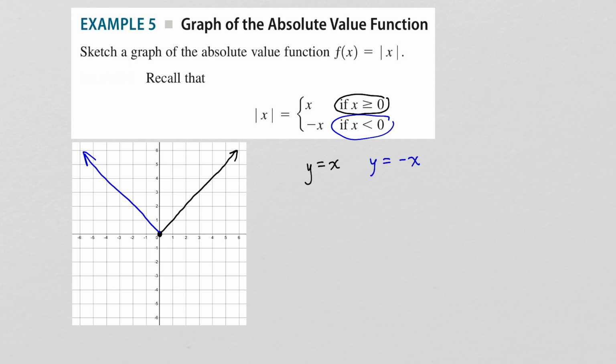Now, one thing that we should point out is that technically when you plug 0 into here, you should have an open circle on the graph. But I want you to notice that these two pieces connect, so we don't have to worry about that in this case. So this gives us our very familiar V-shaped graph for the absolute value function.